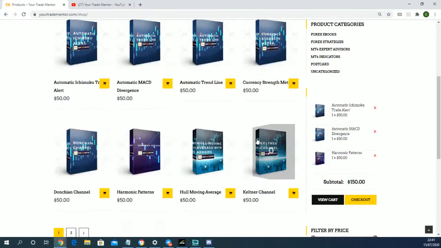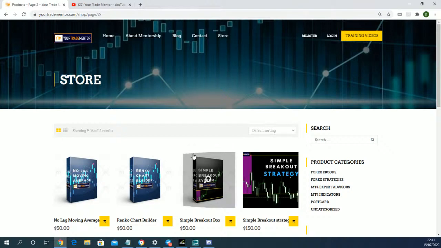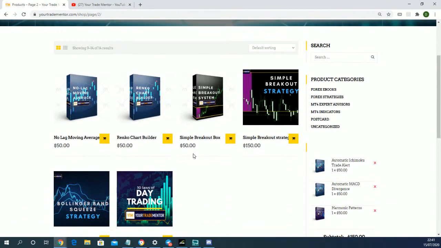Renko, where is it? Renko chart, building Renko chart. I think we have it. Let me see the second page. Renko builder. That's it. Renko builder, Renko chart builder. So if you are a member, you can download it tonight. It's $50. If you are not a member, you are welcome to come and try it and pay that. But if you're a member, you can download it for nothing.